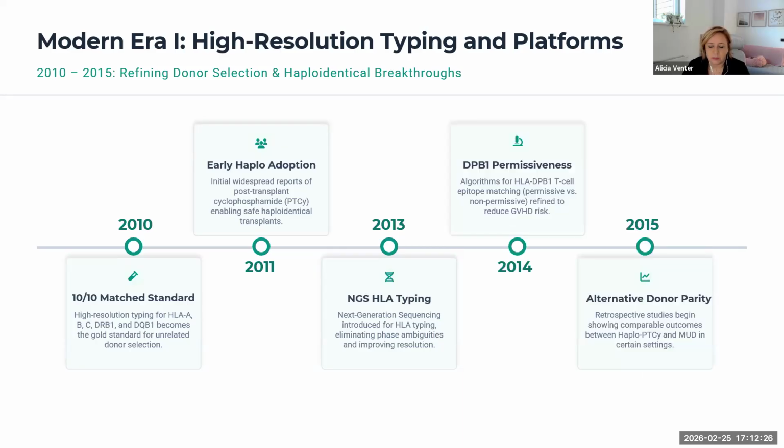And of course, more refining in terms of understanding matching by adding HLA-DPB1 really allowed for, even when you know that there's going to be a mismatch, to see how you can mitigate graft versus host disease. And through all of the haplo and mismatch transplantation, it absolutely also improved the alternative donor parity, which meant that even more patients now had the option of a stem cell transplant.